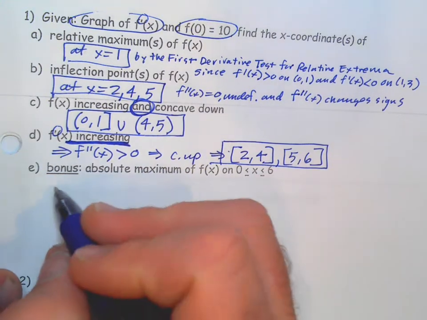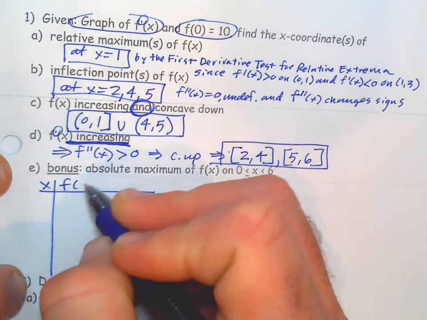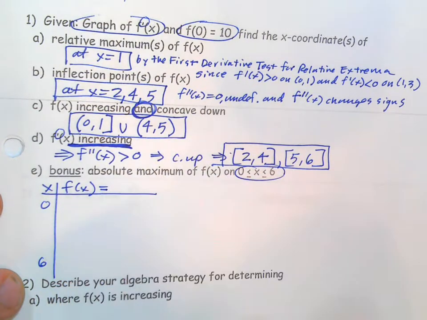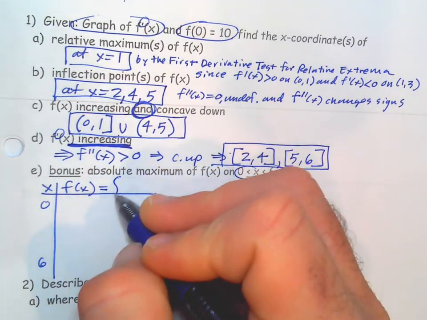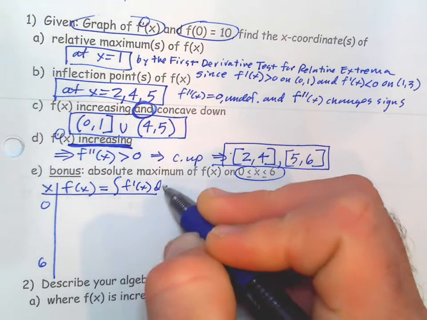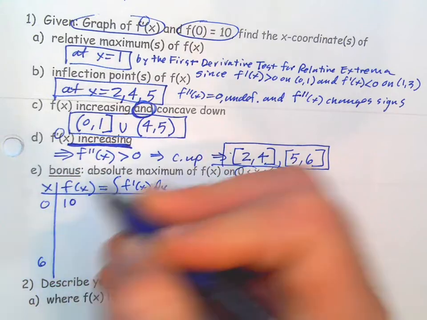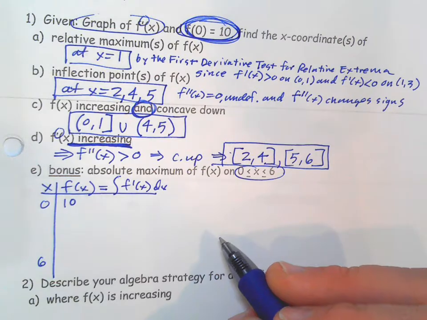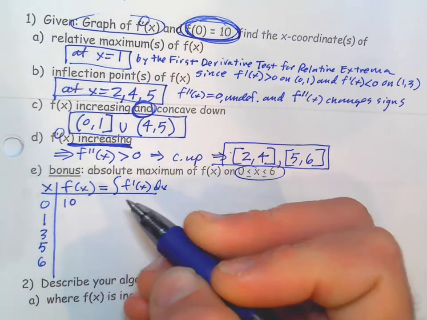Absolute max. So we need critical points and endpoints. We have endpoints 0 and 6. I'm going to plug these into the original function, which we don't have, but like I said, it's related to the area under the derivative graph. We do know that f of 0 is 10. They just told us that. That's the initial condition. The critical points are 1, 3, and 5.